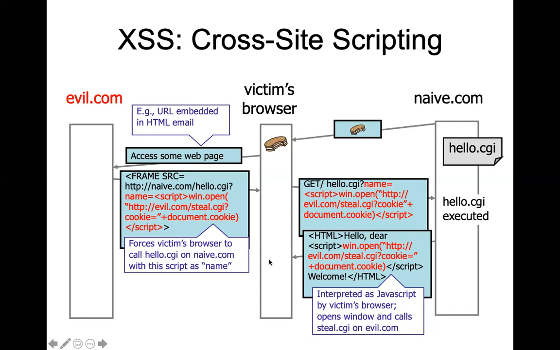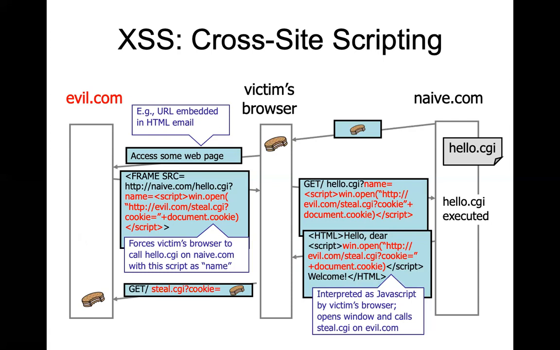So when this victim's browser displays this code over here, it opens up a window and sends an HTTP GET request to evil.com asking to invoke this application called steal.cgi, and it's actually sent the contents of the cookies to evil.com. Now at this point, the attack is complete, right? It doesn't even matter if a steal.cgi application exists over here or not. The cookie itself has been embedded in this GET request and has been sent over to evil.com. So mission accomplished.